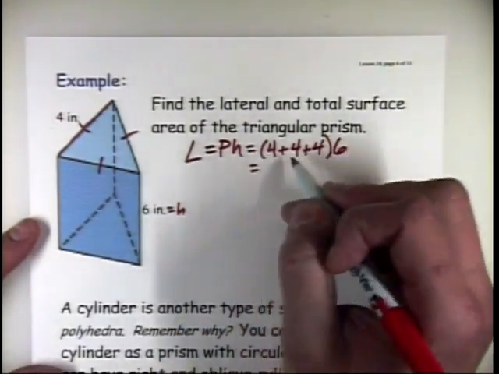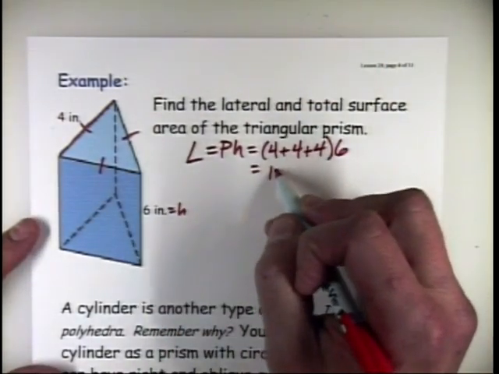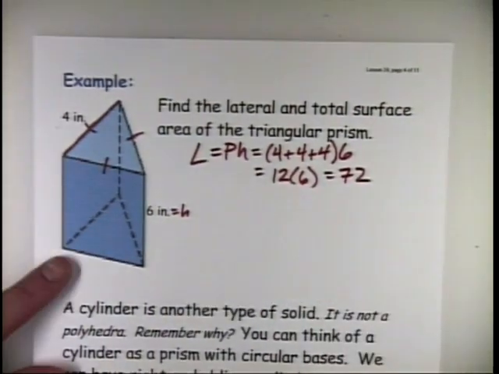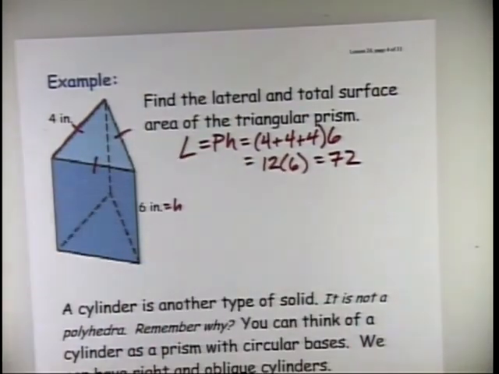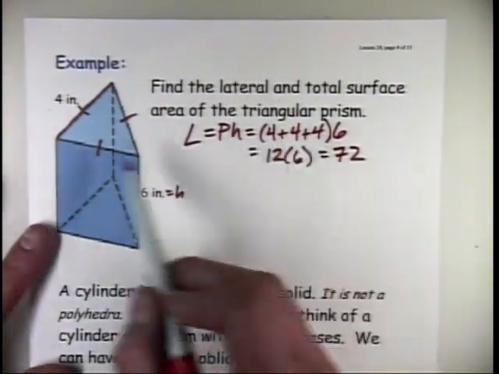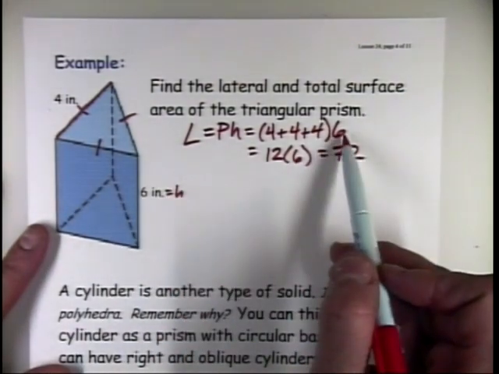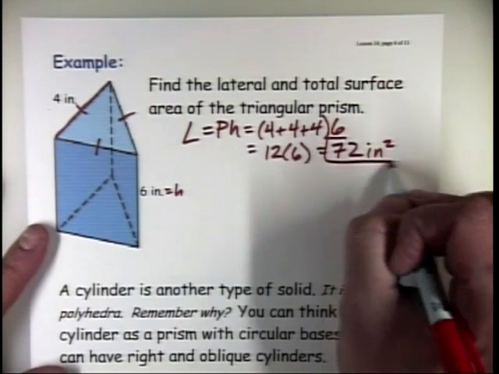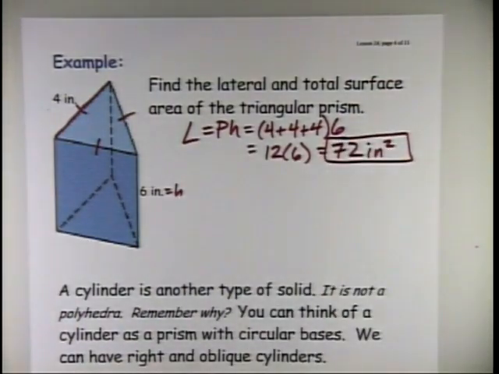Well, 4 times 3, or 4 plus 4 plus 4, is going to be 12 times 6, and 6 times 12 is 72. Now, notice that the units are given. We want to include units. We're basically doing perimeter, which is in inches, and 6, which is in inches. So we're multiplying inches times inches, so this would be in square inches. So we can say that the lateral surface area is 72 square inches.